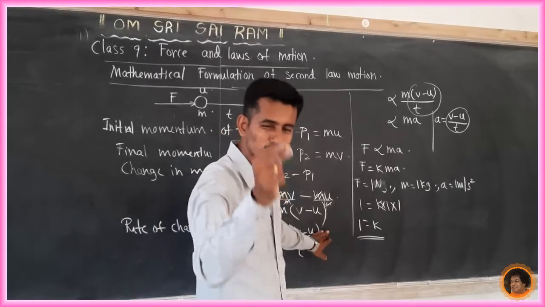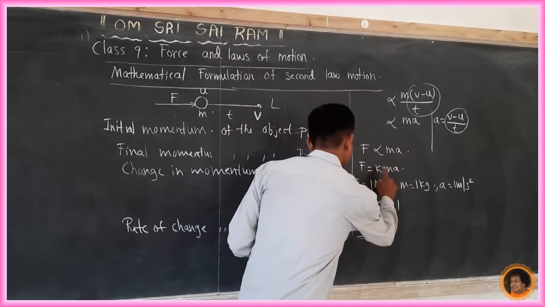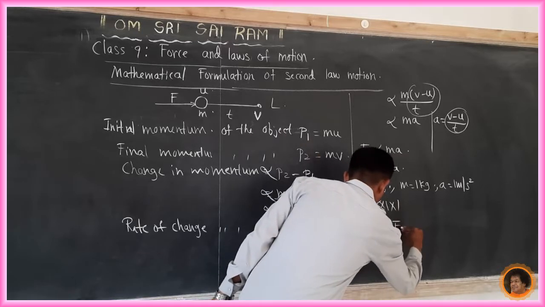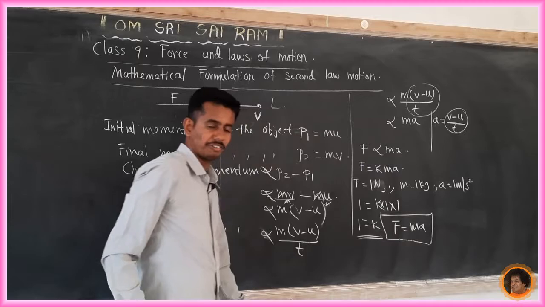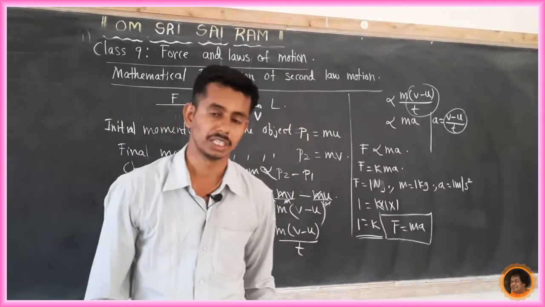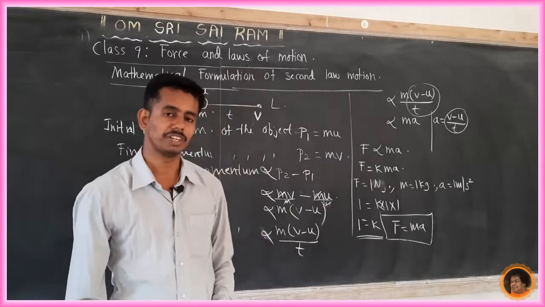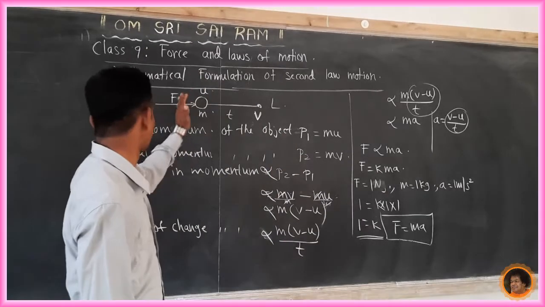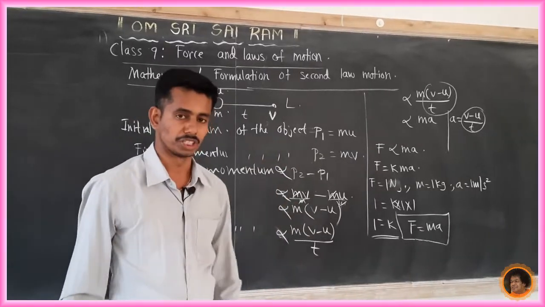So, k has a very small value, so we neglect this k. So, we get F equal to ma. This is a very important formula. What is F? F equal to ma. This is the derivation of F equal to ma. This is called the mathematical formulation of the second law of motion.